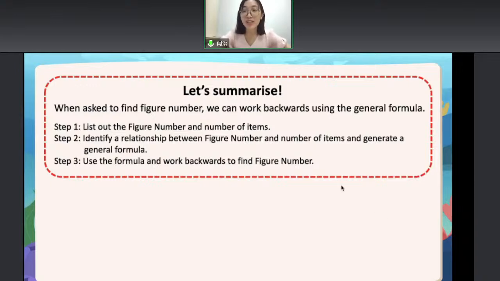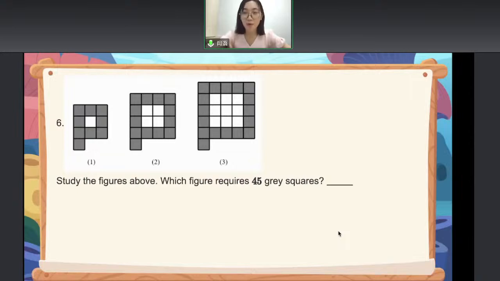Again, let's try to summarize for such type of question. Again, we have 3 steps. Actually, it is very similar to the previous type. The first step is always to list out the figure number and the number of items. Why do we need a table? Because according to the table, you can find the relationship. Yes, and then you can generate the formula. And then for the last step, you can use your formula and work backwards to find the figure number. Let's practice one more.